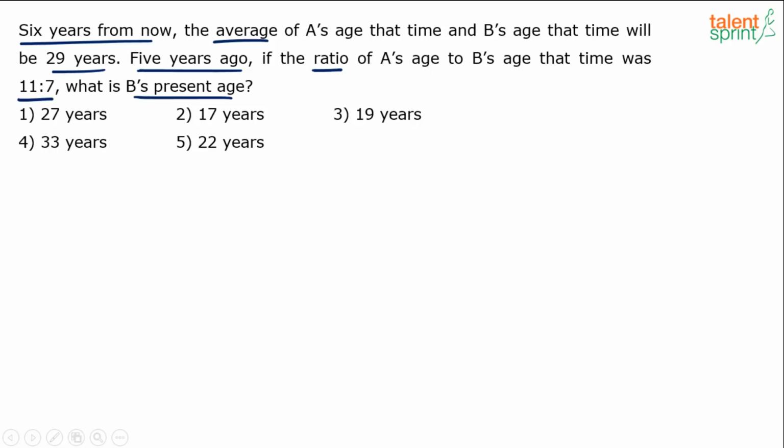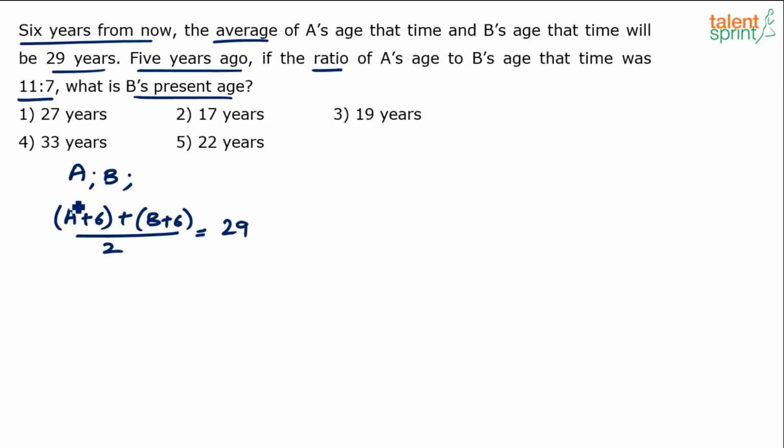Now let us assume that present ages are A and B respectively. What will be their ages 6 years from now? A plus 6 and B plus 6. If the present ages are A and B, their ages 6 years from now will be A plus 6 and B plus 6. Now what is the average of their ages 6 years from now? 29. So the first condition says (A plus 6 plus B plus 6) divided by 2 equals 29.